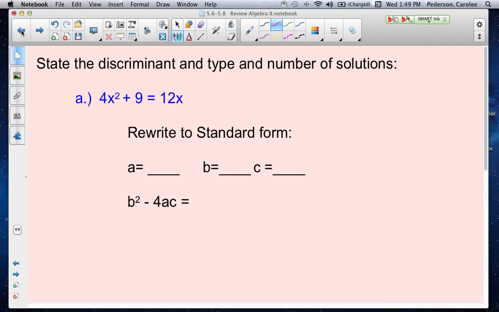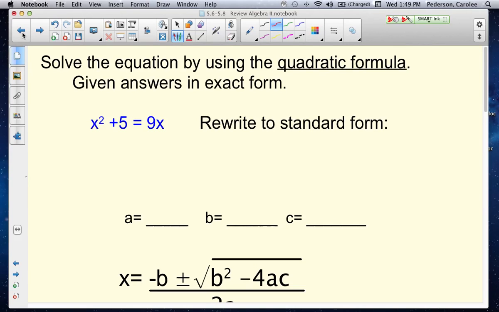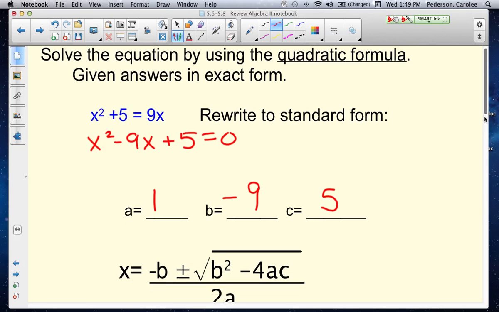State the discriminant, that one, or quadratic formula? Okay. One of the things you have to make sure you do before you start the quadratic formula is make sure it's in standard form. Is this in standard form? No. What do I need to move? Minus 9x. Then identify the a, b, and c. What's the a? 1. What's the b? 9. What's the c? 5. And now I throw it into that quadratic formula that you do have to have memorized in this course.